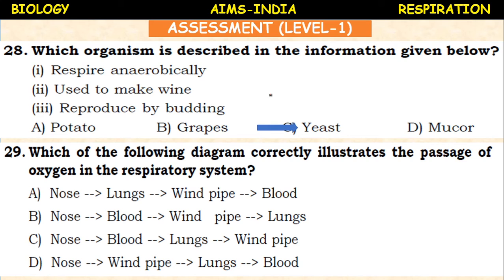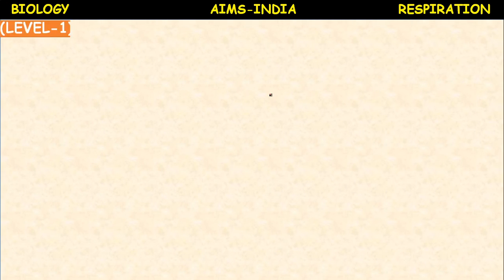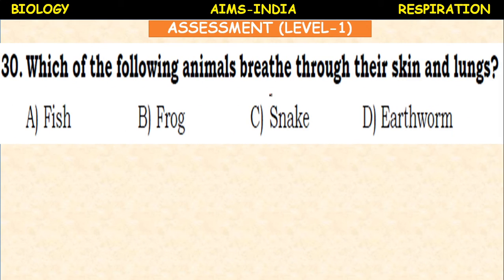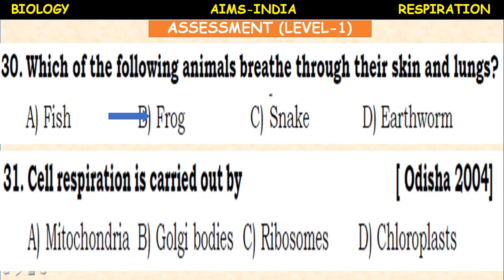Which of the following diagrams correctly illustrates the passage of oxygen in the respiratory system? Just now we have discussed. Nose, windpipe or trachea, lungs, blood. Exchange of gases takes place in the alveolus, in the blood capillaries, blood. Which of the following animals breathe through their skin and lungs? Already completed. Frog.